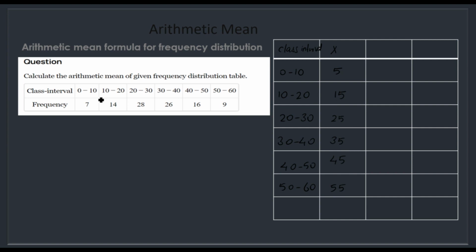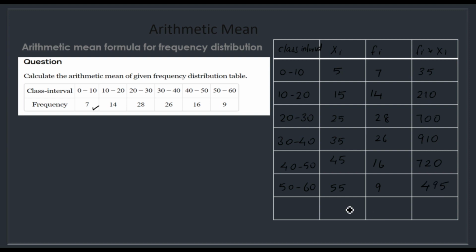Then the frequencies for all the x values are also given. So that is our frequency. This is our xi, this is our fi: 7, 14, 28, 26, 16 and 9, from our question. Now we want to calculate fi into xi. So 5 into 7 is 35. 14 into 15 is 210. Now I am calculating the rest using a calculator, the last is 495.